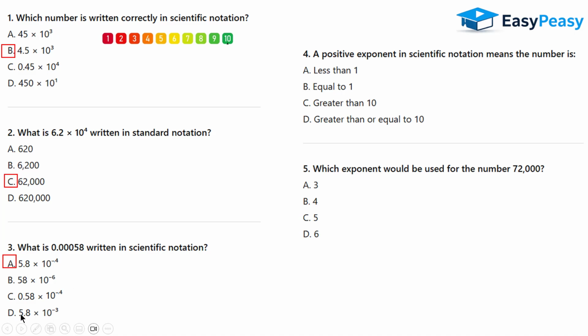And how many powers did it jump? It jumps 4 times. 1, 2, 3, 4. So minus 4 will be the answer. Okay, next question. A positive exponent in scientific notation means the number is greater than or equal to 10. Last question. Which exponent would be used for the number 72,000?